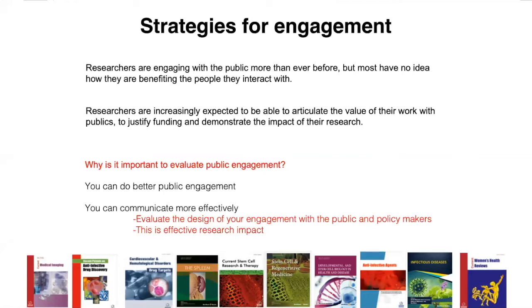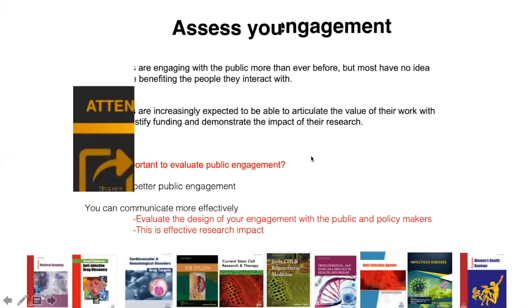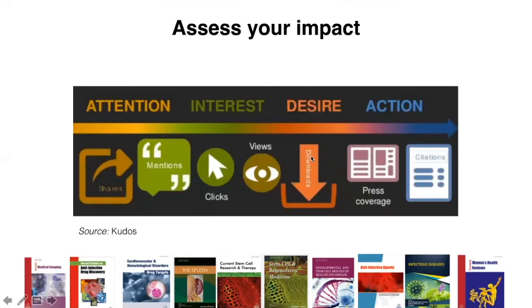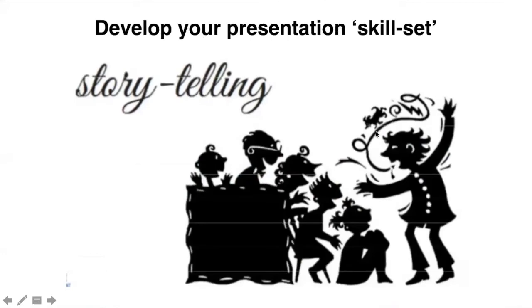It's important. If you cast your mind back to that circular diagram, academic impact is just half the story. You've also got to think about socioeconomic and other ways in which your research is engaging. So attention, interest, desire, and action. As you move through the process and as you assess your impact, you develop a presentation skill set around your particular topic. The tobacco example I gave you earlier is a good example.